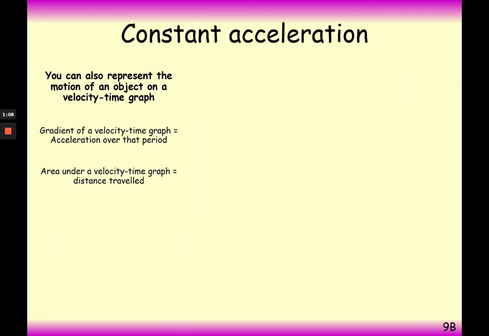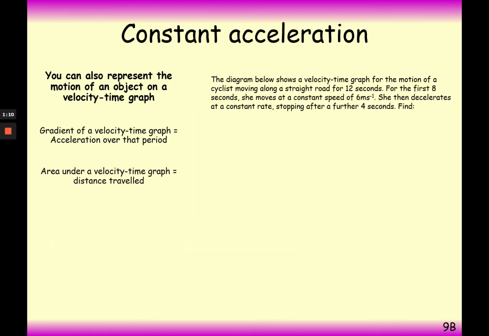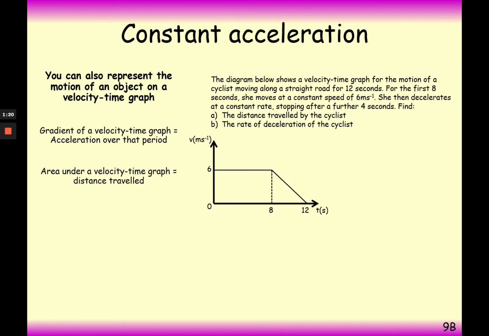Okay, if we look at this example here, the diagram below shows a velocity time graph for the motion of a cyclist moving on a straight road for 12 seconds. For the first 8 seconds, she's moving with constant speed of 6 meters per second. Then she decelerates at a constant rate, stopping after a further 4 seconds.